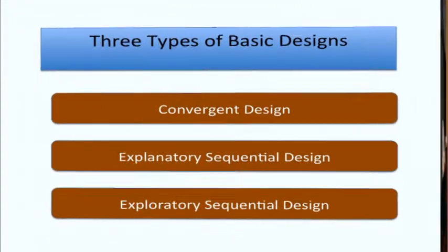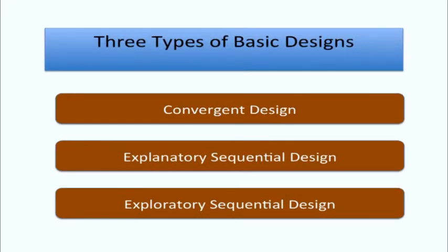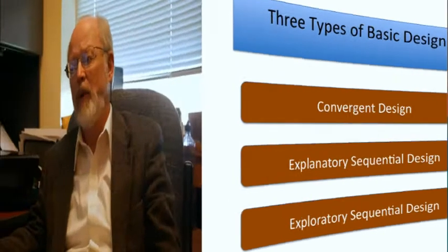So the three basic designs are a convergent design, and these names are very intentional. Convergent means we're going to be merging two databases. Explanatory sequential means we're going to sequentially connect a qualitative and quantitative database and have the second database help explain the first. Explanatory. And then exploratory, which is just the reverse of explanatory. We're going to start qualitatively and build something quantitatively through the second database. So we call that an exploratory sequential design.